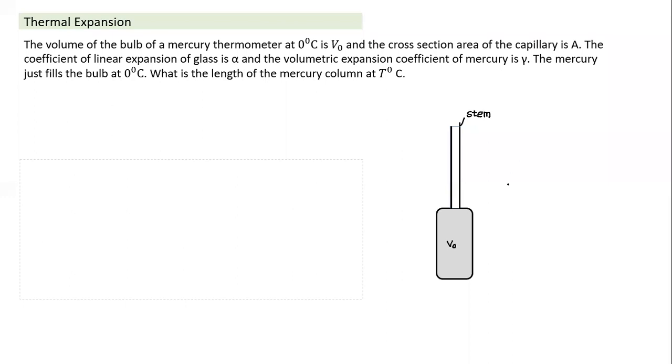So this is the figure at T equal to 0 degree centigrade. What would happen as the temperature increases? See, what does common sense say? As the temperature increases, two things will happen. Let's do them one by one. As the temperature rises, what will it lead to? Increase in temperature will lead to an increase in the volume of the glass bulb.